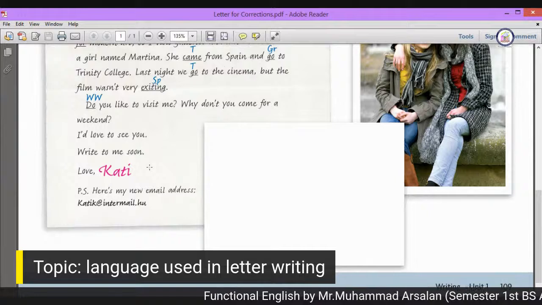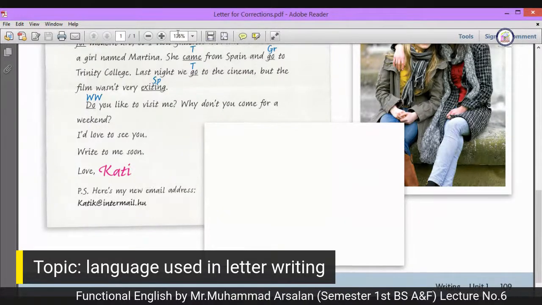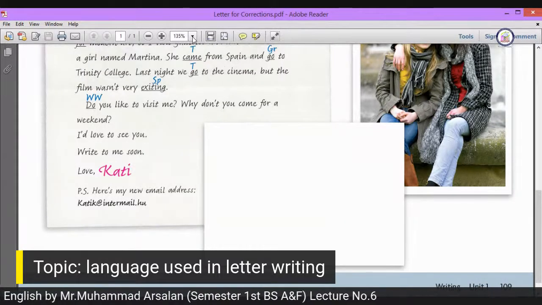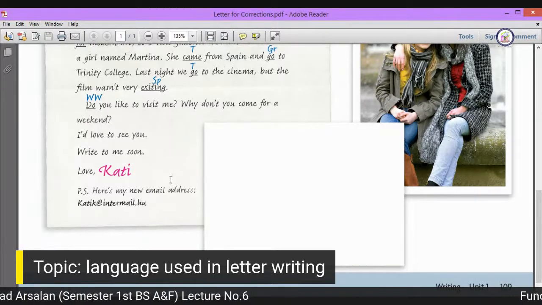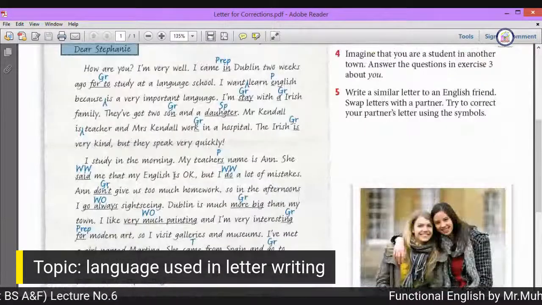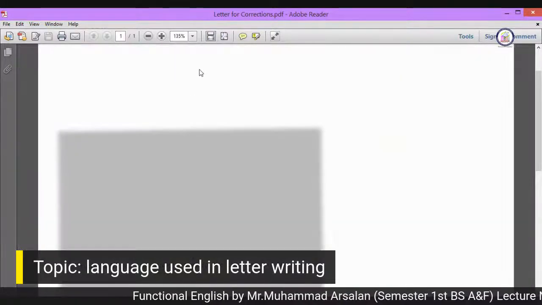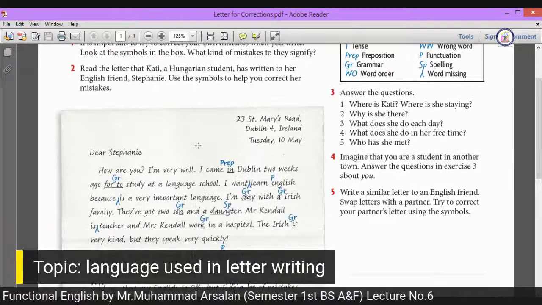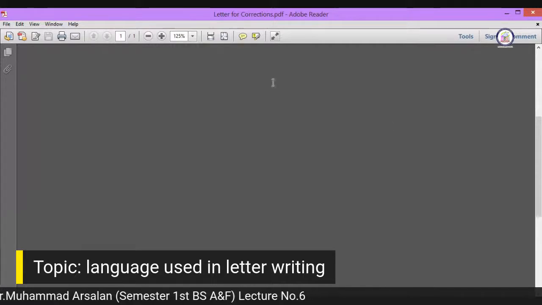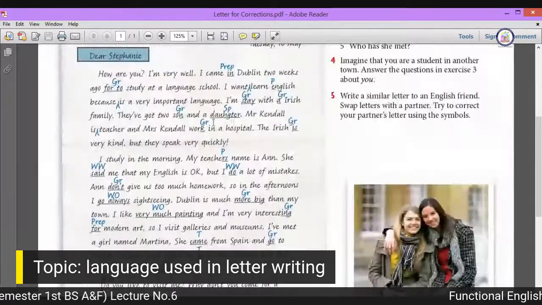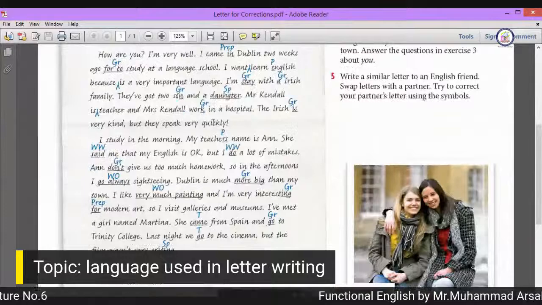So now I'm going to show you, and I'm going to leave it on your screen, this letter so that you could diagnose the mistakes made in this letter. So here we go. There are the mistakes.